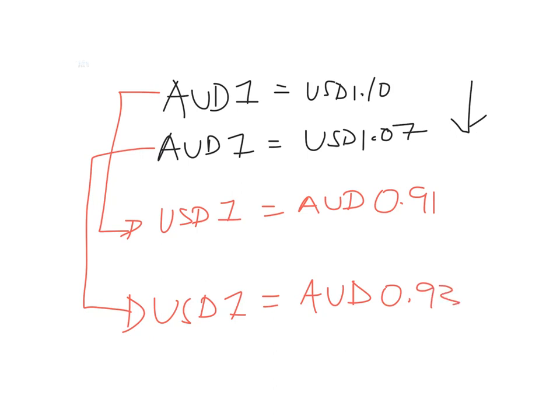Right? So the US dollar is getting stronger. When the Australian dollar gets weaker against the US dollar, automatically the US dollar is getting stronger against the Australian dollar.